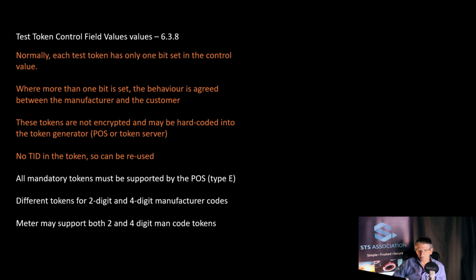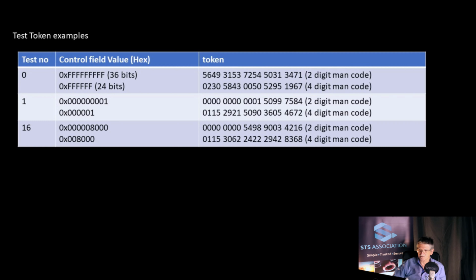All mandatory tokens must be supported by the POS type E for engineering tokens. And there are different tokens for 2-digit and 4-digit manufacturer codes. The meter may support both a 2 and 4-digit manufacturer code token. So it is an option to either accept the 2 or the 4 or both in a meter.